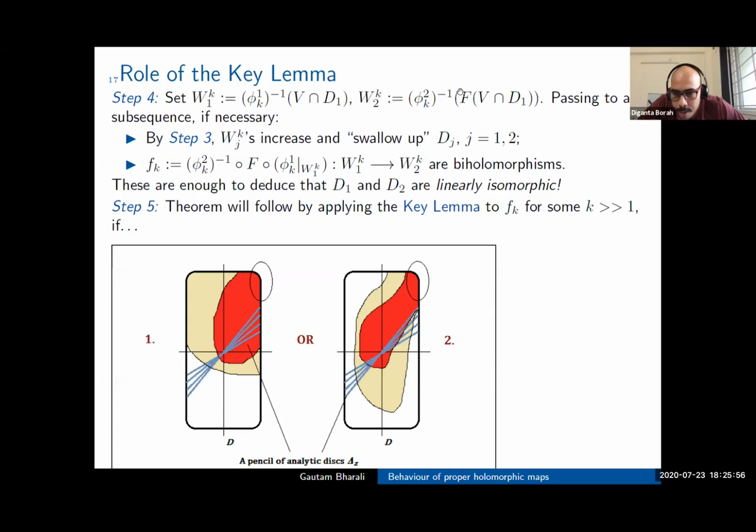Question in the YouTube. What is the idea of proof of extension of a proper holomorphic map of pseudo-convex domains to the boundary in step 1?